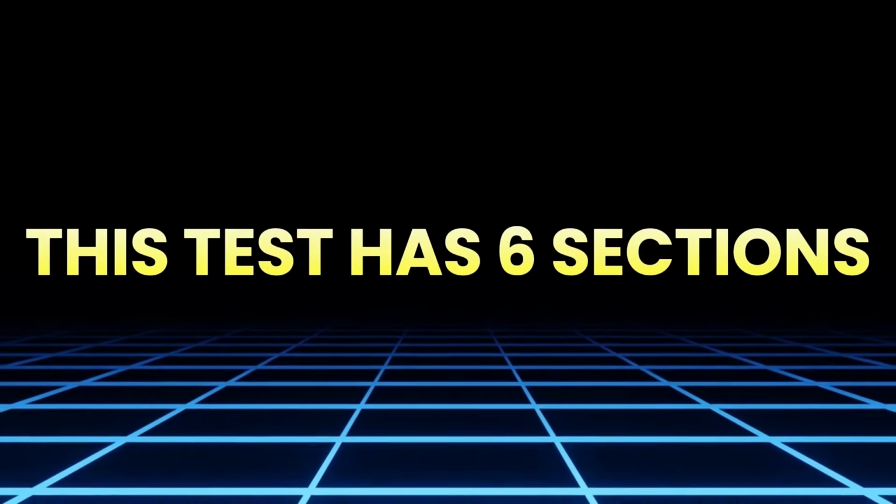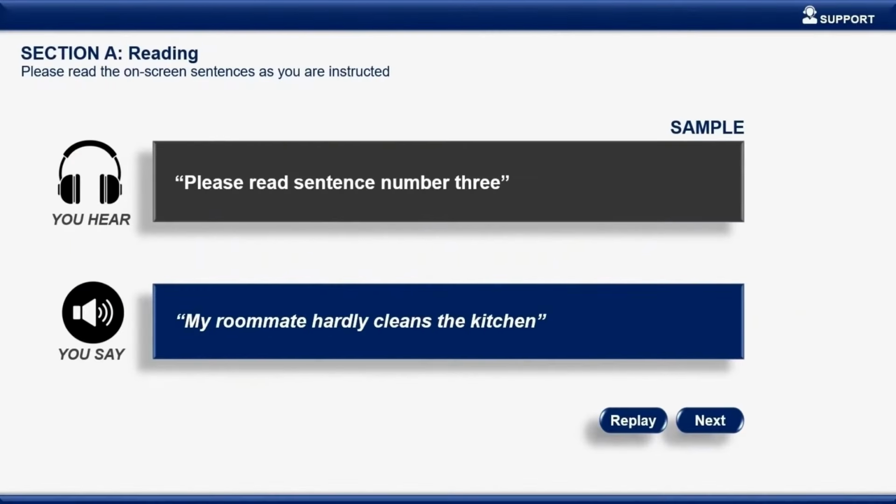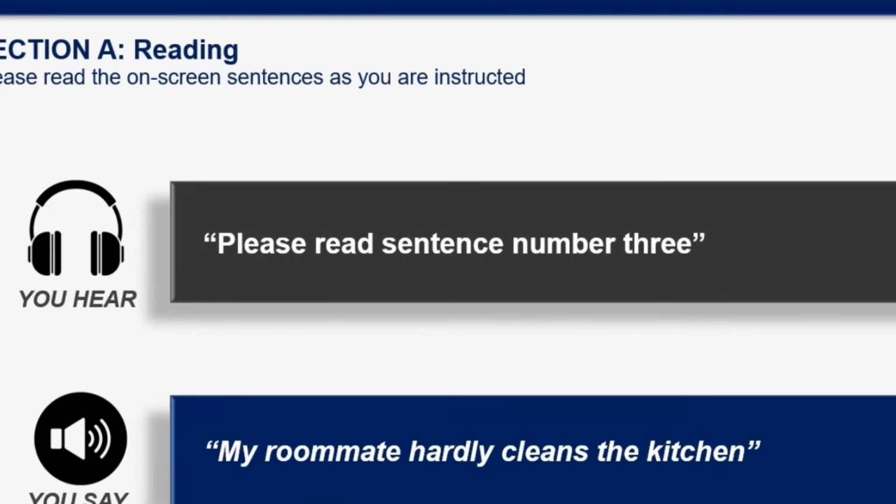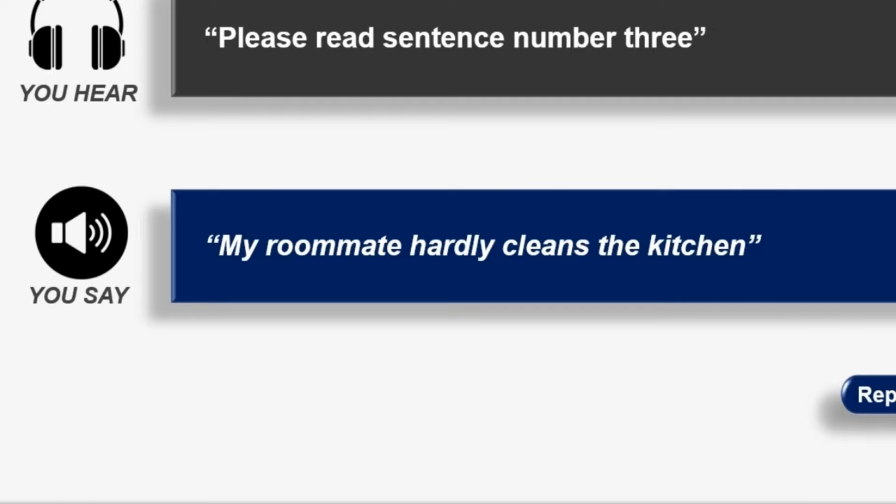So this test has 6 sections. Part A. Reading. Please read the on-screen sentences as you are instructed. For example, a voice says, "Please read sentence number 3." and you say, "My roommate hardly cleans the kitchen."